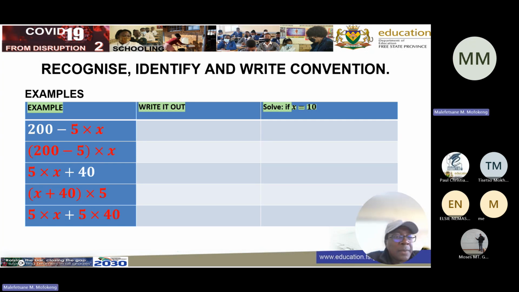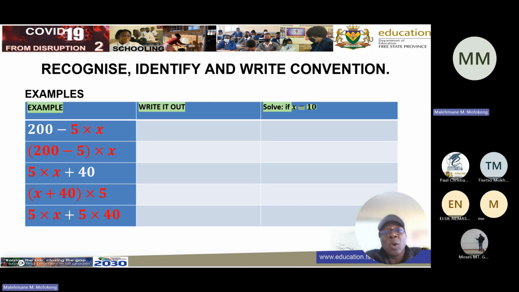The fourth one, into x plus 40 multiplied by 5. You can start by writing 5 into x plus 40 close bracket, or into x plus 40 multiplied by 5. That 5 should have been at the first when you start writing it. The last one, 5 multiplied by x plus 5 multiplied by 40. Here it's like you're going to simplify it. It will be 5x plus 200.